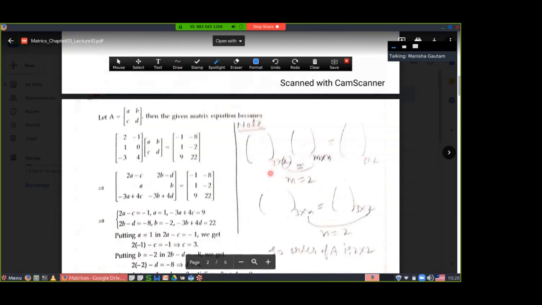Yes, given matrix order is 3 by 2 and unknown matrix order you have taken m by n, and answer is 3 by 2 order matrix. Now what is the condition? When you multiply two matrices, column of the first matrix and row of the second matrix are equal, it means m is equal to 2.